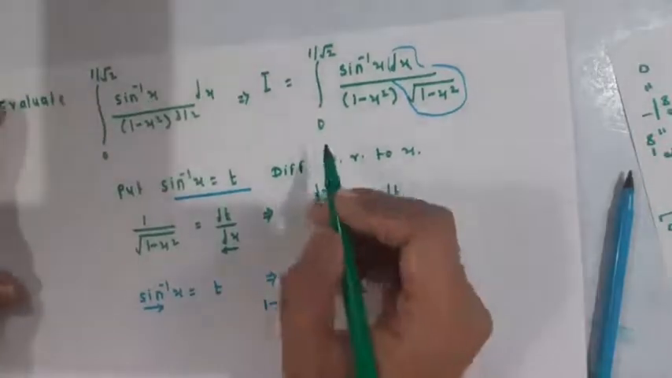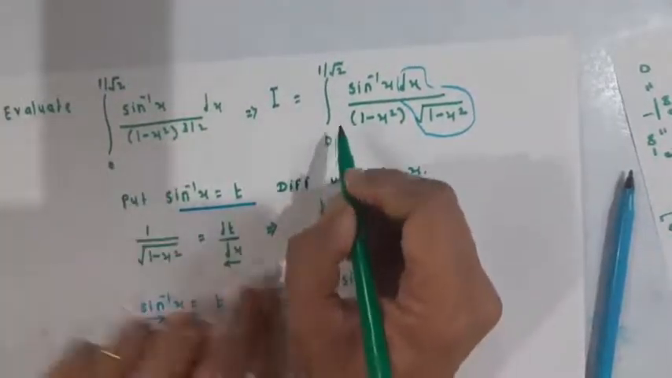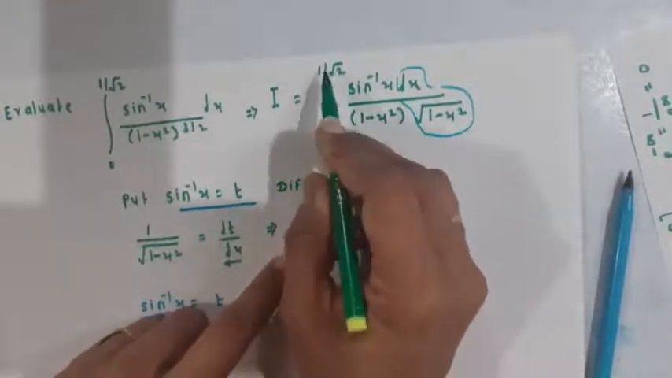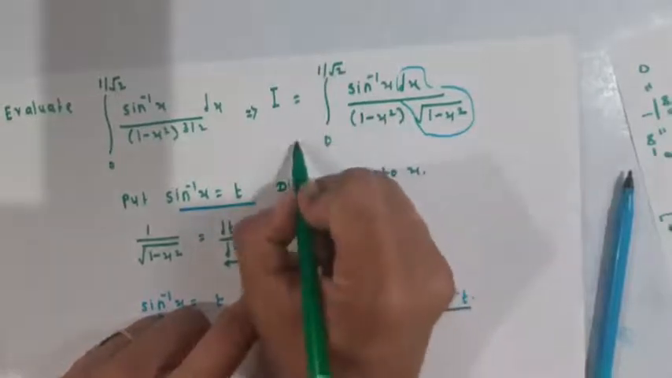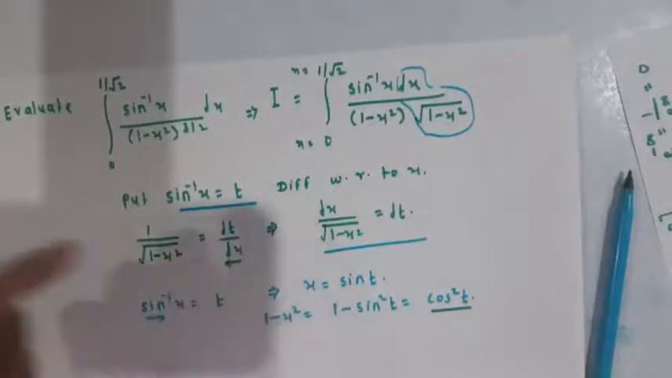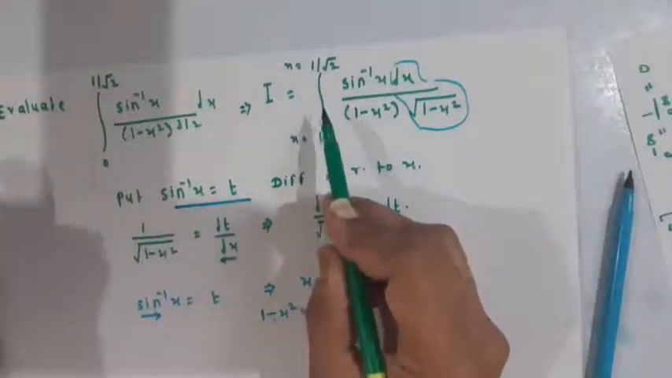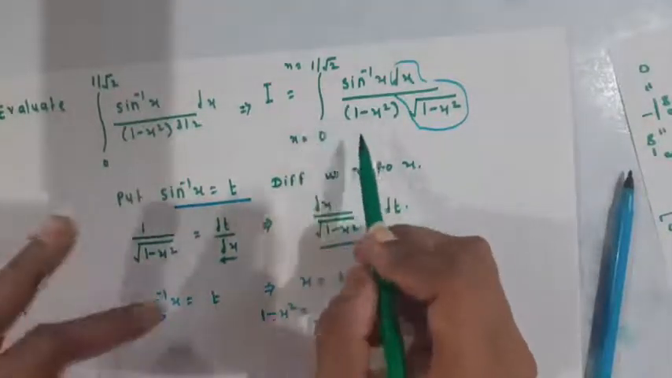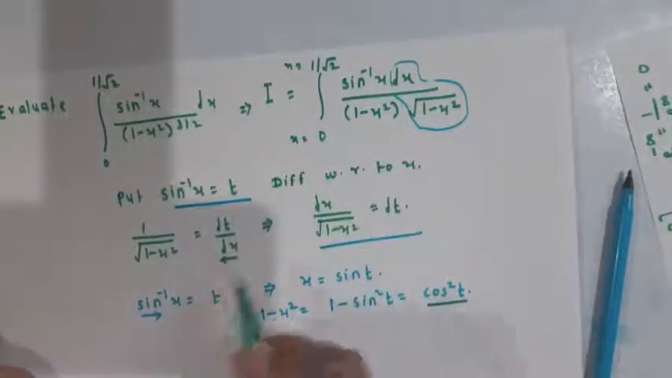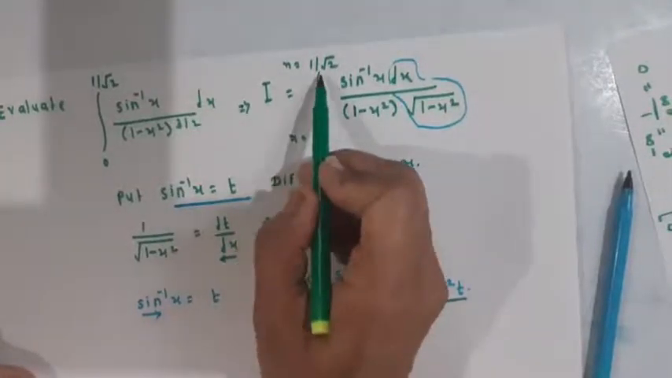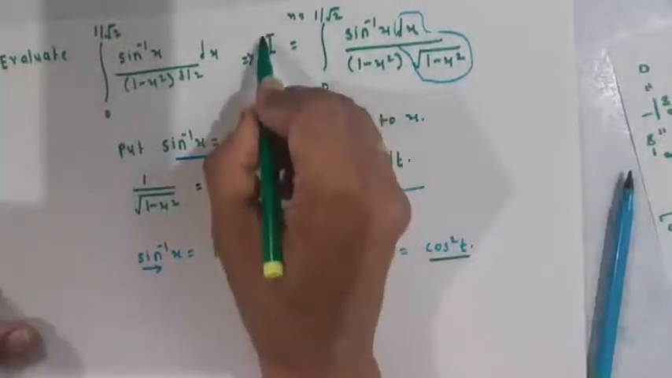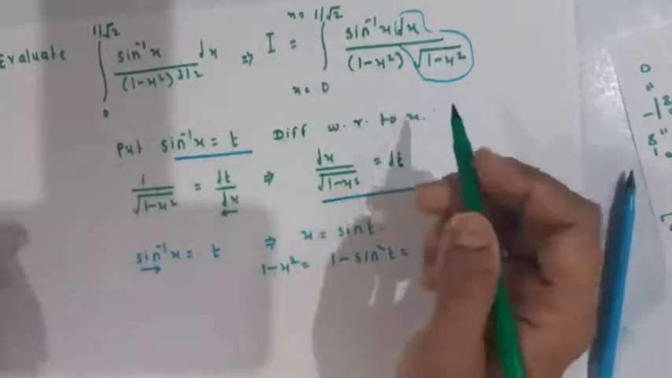Okay students, so the limits of integration are 0 to 1 upon root 2, meaning the value of x varies from 0 to 1 by root 2. The lower limit is x equal to 0 and the upper limit is x equal to 1 upon root 2. After substitution we changed the variable to t, so let us find out the value of t at x equal to 0 and at x equal to 1 upon root 2, and then our substitution will be completed.